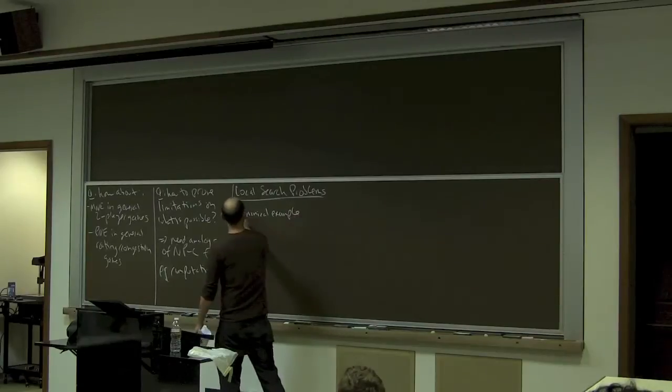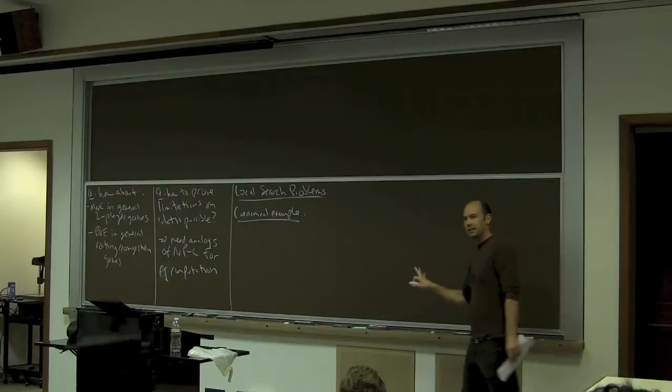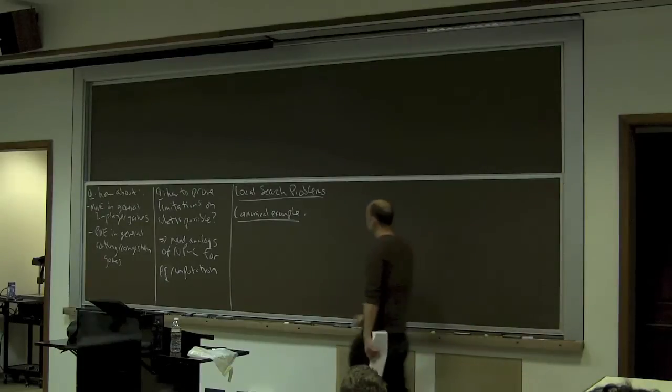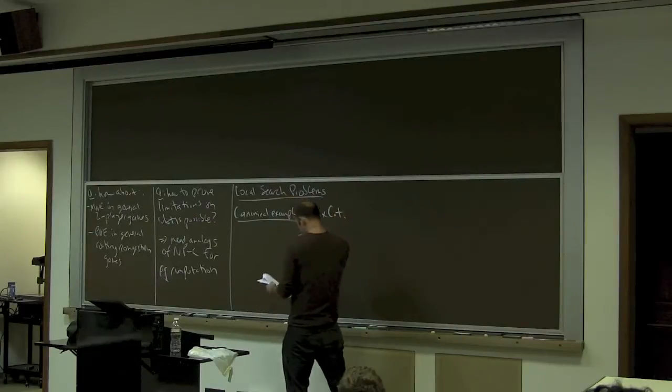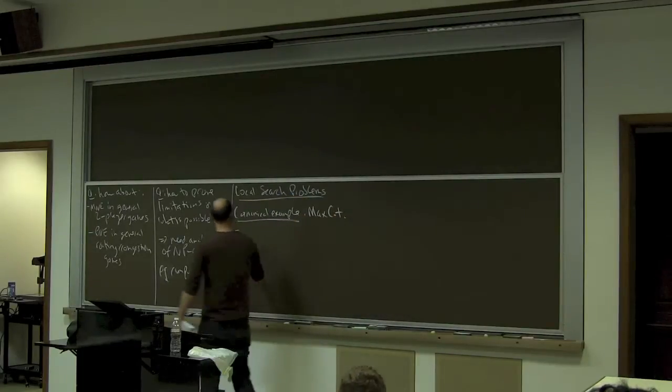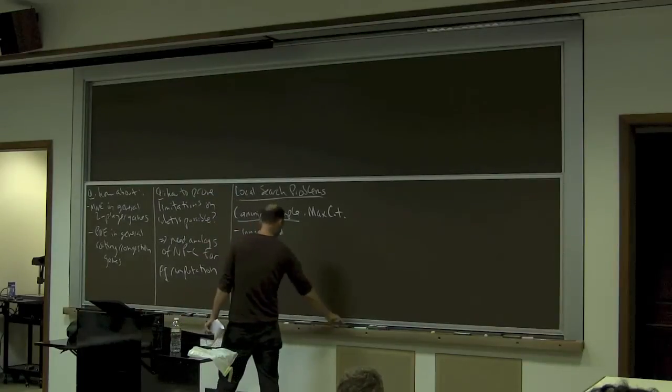So let me just say a little bit about local search. Hopefully you've all seen it, at least in passing somewhere. A canonical example of a local search problem would be max cut. In the max cut problem, the input is an undirected graph.